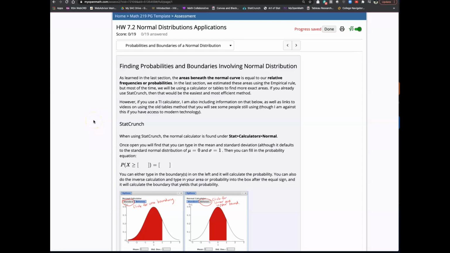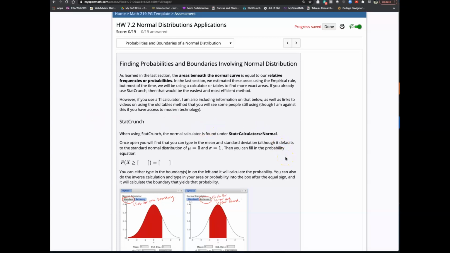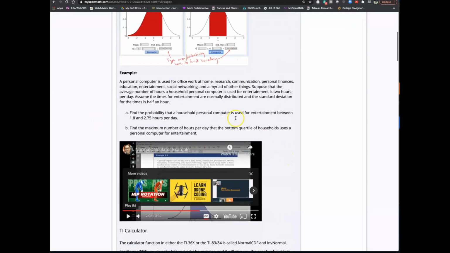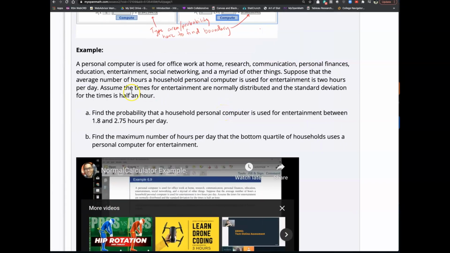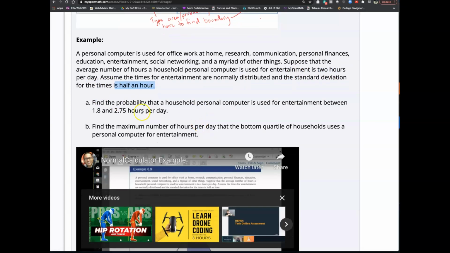Let's take a look at how to calculate normal distribution probabilities using a normal calculator from Stat. So here's a sample question we're looking at. A personal computer is used for office work at home. Suppose that the average number of hours a household personal computer is used for entertainment is 2 hours a day, and the standard deviation for the times is half an hour, or 0.5. So here's two questions.